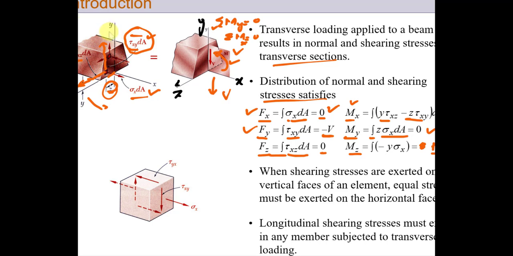Similarly, moment about the y-axis will also be 0, and the only moment produced about the y-axis is due to the normal stress, and that is equal to 0. Similarly, moment about z is equal to the net moment that is given over here as M, and it is equal to the integral of minus y into sigma x. All these things have been discussed earlier also.